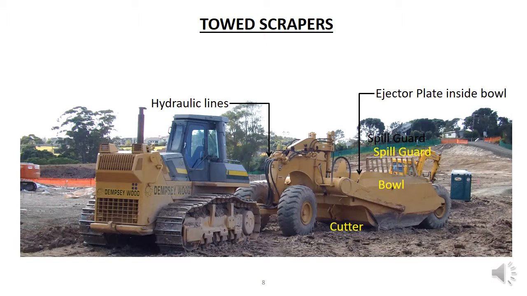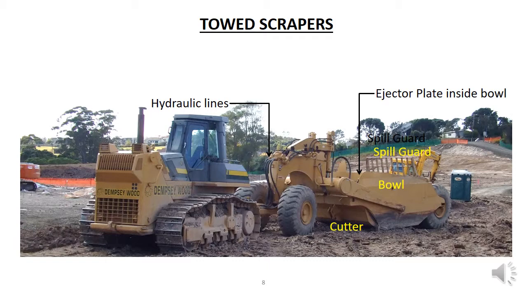Most of the scraper is a large bowl into which the scraped soil is pushed. So you can see the bowl at the back there. There is a cutter at the front of the bowl that cuts the soil on the ground level there. The forward movement of the scraper pushes the soil up into the bowl. When the scraper is full, the bowl and cutter are lifted and the scraper travels to the fill area.